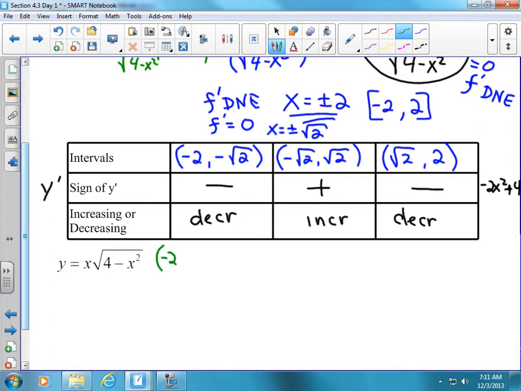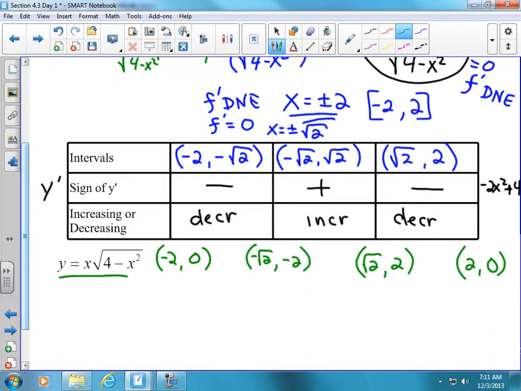Here we have negative 2, something. We're going to use our y function to figure out what that is. We have negative square root of 2, something. These are the points: square root of 2, something, and 2, something. Okay, so now we need to figure out our y values. Plug each of these 4 numbers into the function. Well, we get 2 zeros here at the beginning and the end, and we have a negative 2 here and a positive 2 here.